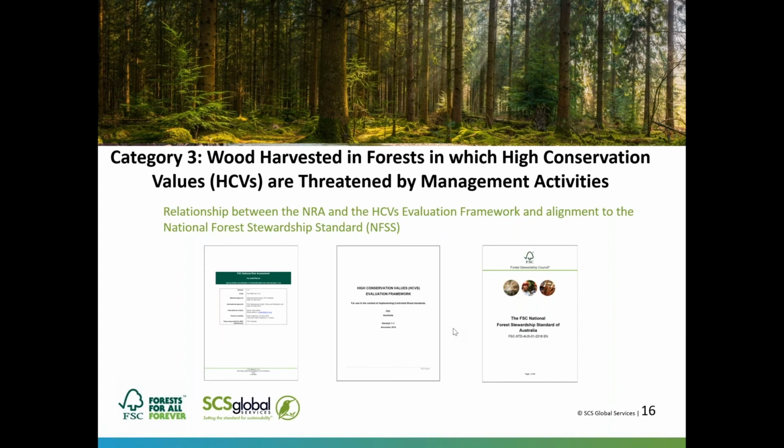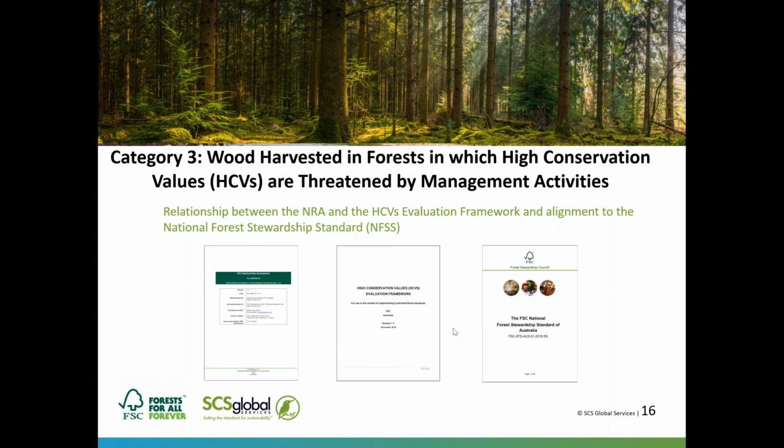And under the National Standards Development process, essentially it's a requirement to maintain and or enhance those high conservation values. So there are some fundamental differences there in terms of the requirements to manage or avoid impacts to those values in relation to your harvesting activities.